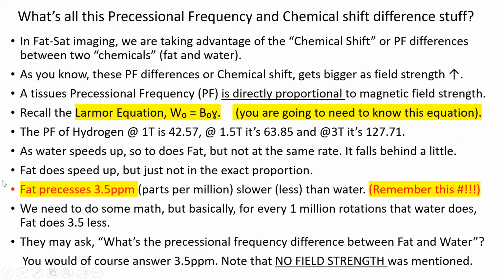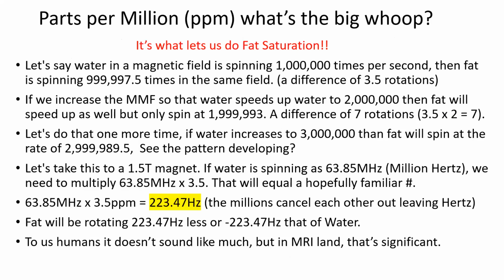They can ask you this question right over here. What is the precessional frequency difference between fat and water? Very open-ended, very generic question. Well, if they ask you that, you just say it's 3.5 parts per million. Because note that I didn't state a field strength. 3.5 parts per million is the difference between fat and water, and you've got to remember that. But as soon as they throw in a field strength, that's when you need to start doing some math, okay? So no field strength, noted, 3.5 parts per million. If they state a field strength, that's when things change.